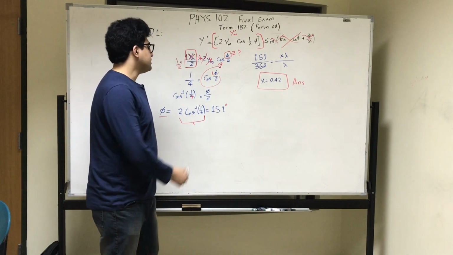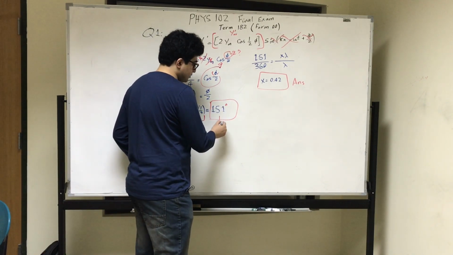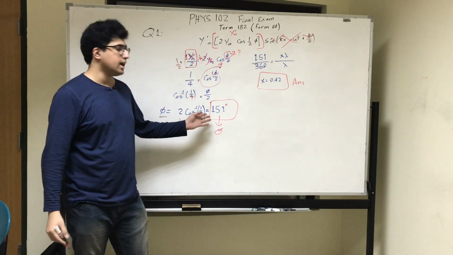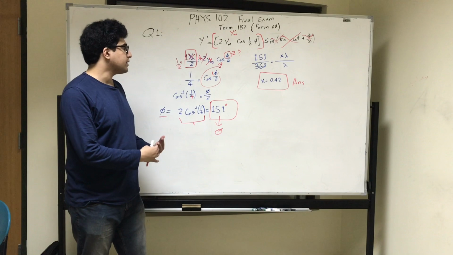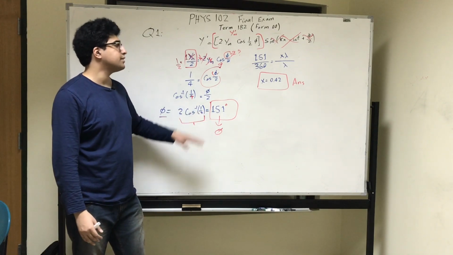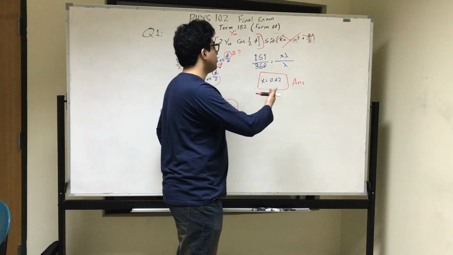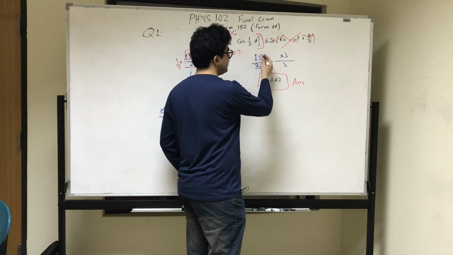This here is the phase difference, the value asked for in the question. But the question wants the answer in wavelength. It does not want the answer expressed in degrees. So what we're going to do is convert degrees into wavelength.